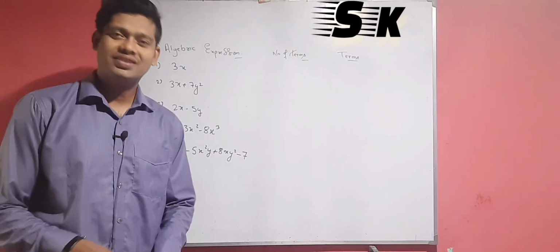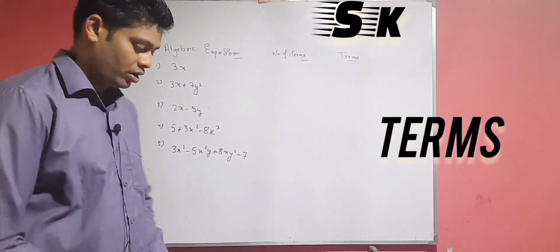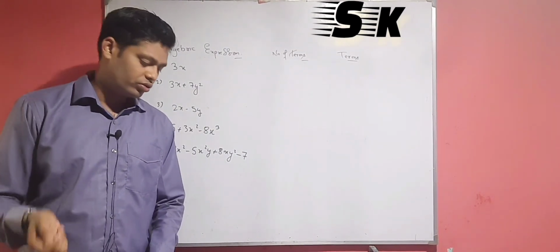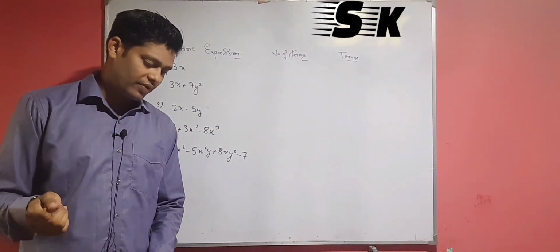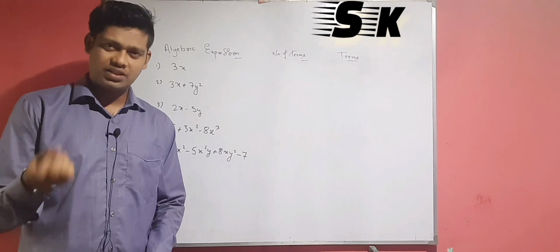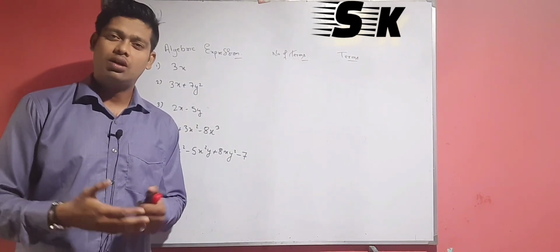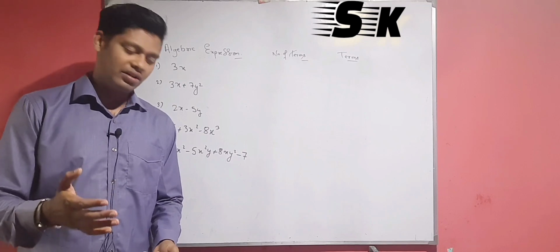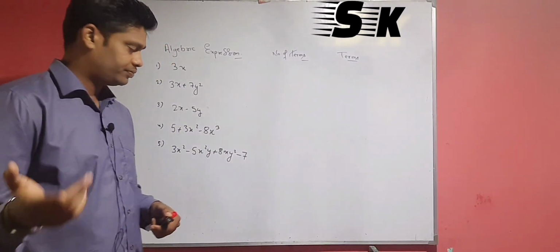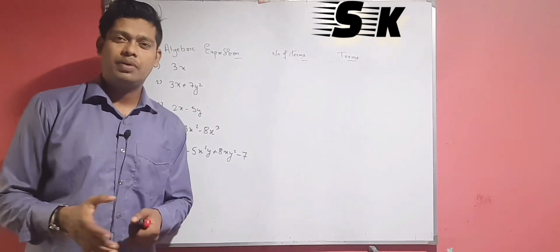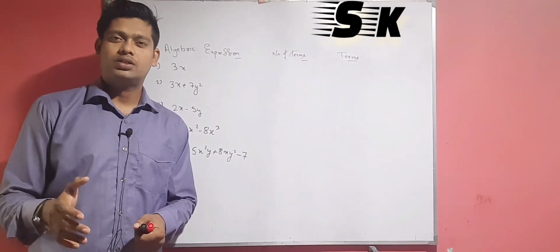The next topic is terms. Now what is a term? According to your textbooks or the definition, a term may be defined as an algebraic expression which is separated by a plus sign, minus sign, or whatever it may be. That's a term. If a plus or minus sign is there between any two values, then they are separate terms.